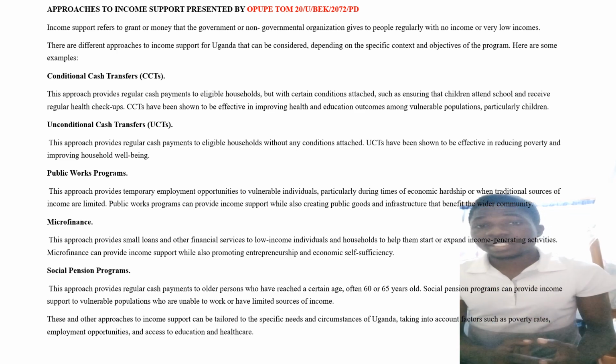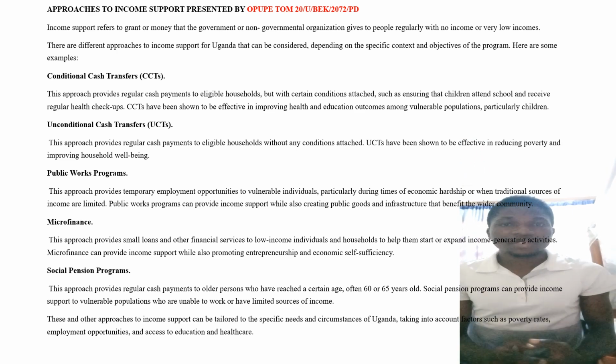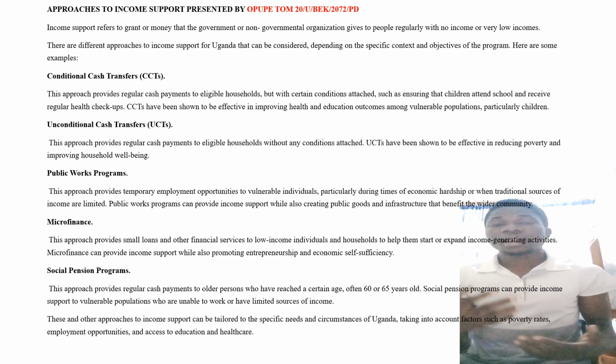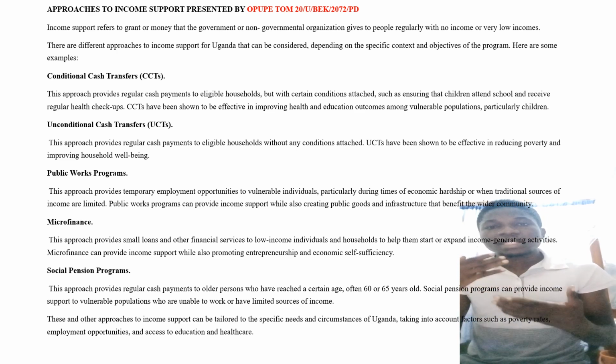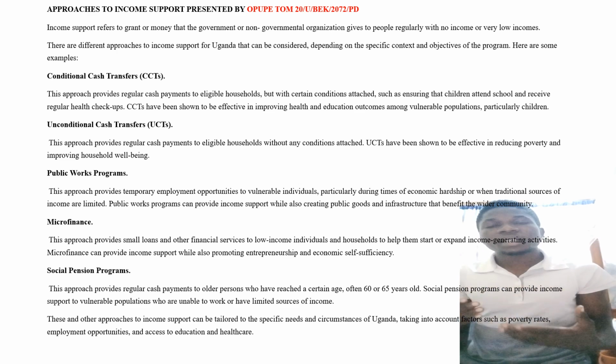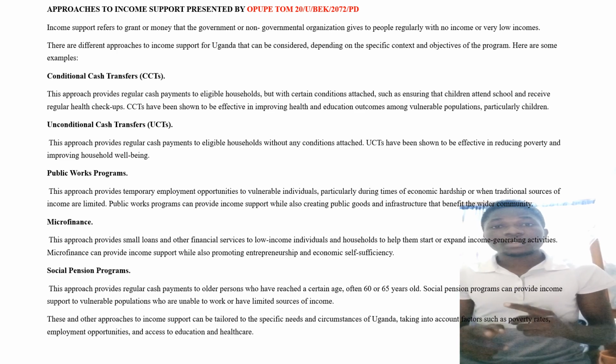One of the approaches that Uganda as a nation has adopted is what they call conditional cash transfer. By definition, this approach simply provides regular payments to individuals or to eligible groups of individuals, but with conditions attached to the funds. The funds are directed to a certain class or group of individuals. Take, for example, funds released to ensure that children go to school and that they are checked up regularly. That is the condition.